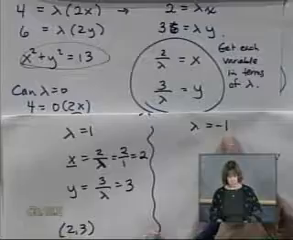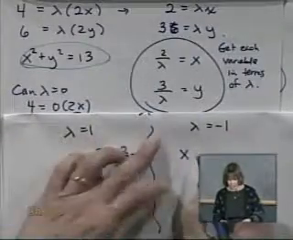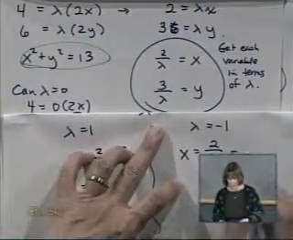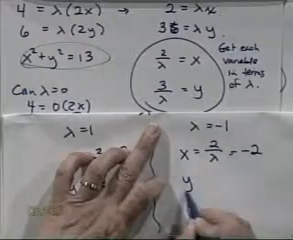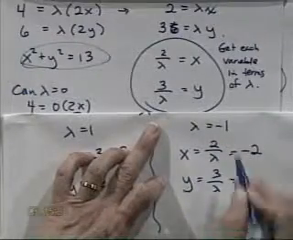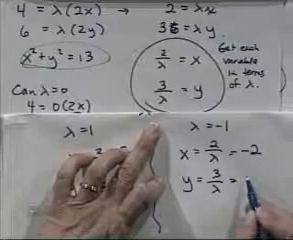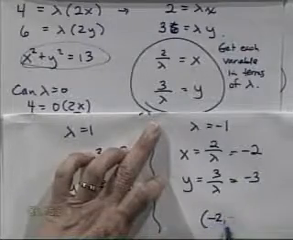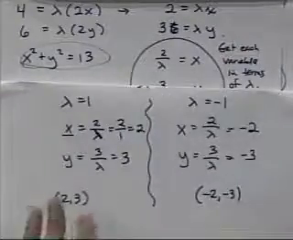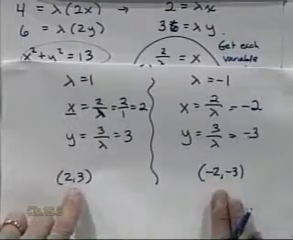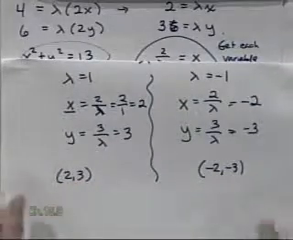But we also have lambda equals negative 1. So x is 2 over lambda. 2 over negative 1 is negative 2. y is 3 over lambda. 3 over negative 1 is negative 3. We have also the point (-2, -3). We have 2 possible candidates for max and min.